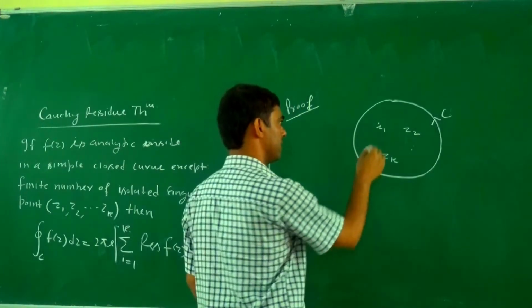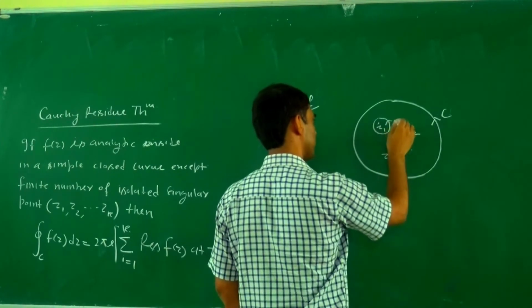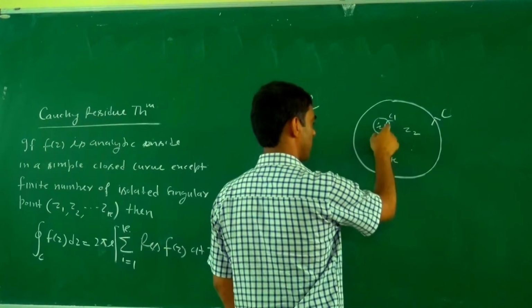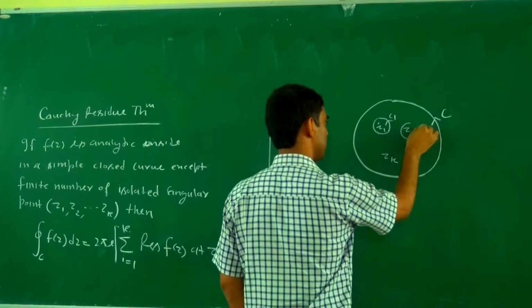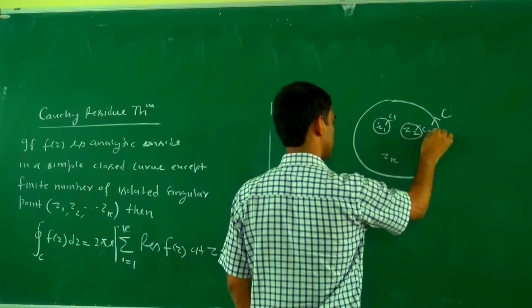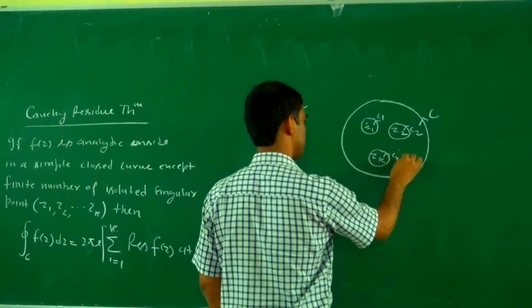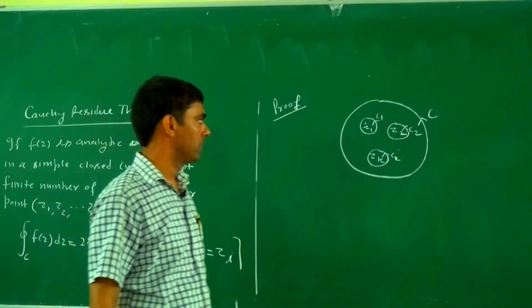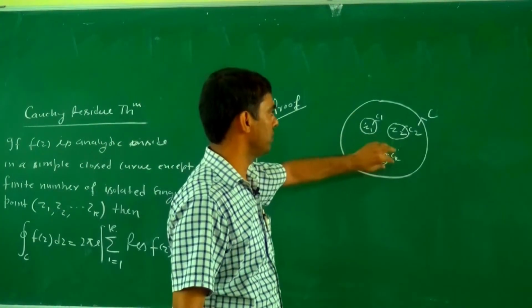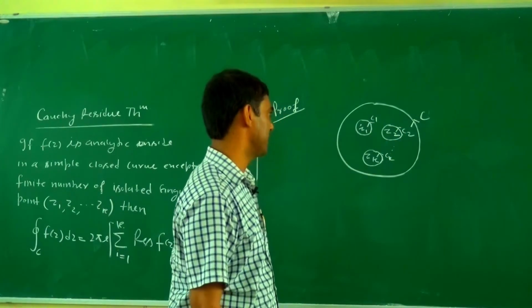Now we draw a small circuit which encloses the point z1, with anti-clockwise orientation, and this is C1. Similarly, another circle, this is C2, and another circle, this is Ck. So C1 encloses z1, C2 encloses z2, and similarly Ck encloses zk.